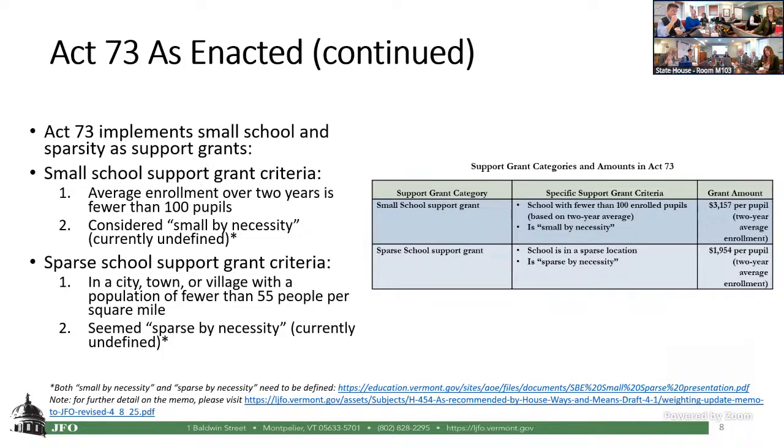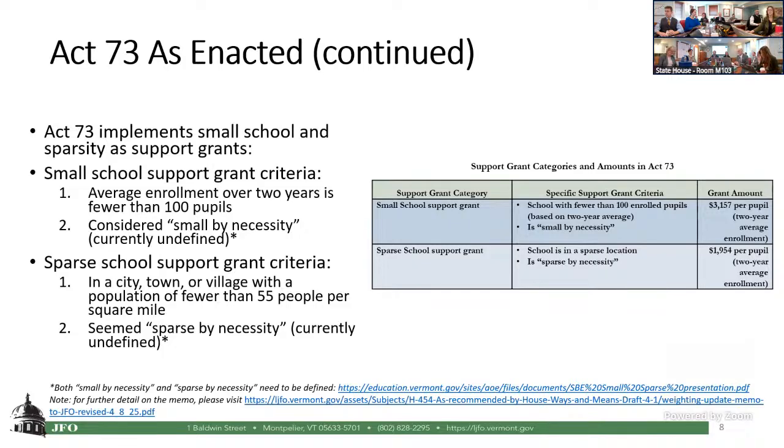First is that the average enrollment over 2 years is fewer than 100 pupils at that school. And the second is that it is considered a small by necessity school, which is currently pending definition. And I will note that this grant applies to the school's membership rather than the membership of the district. And so that would be about $3,157 per qualifying pupil at that school.